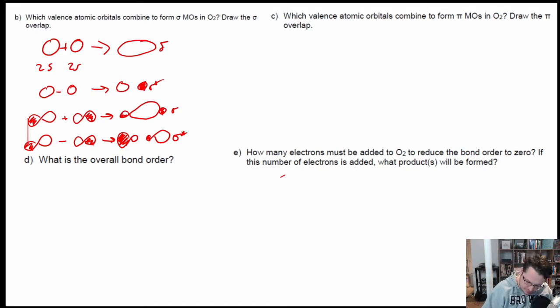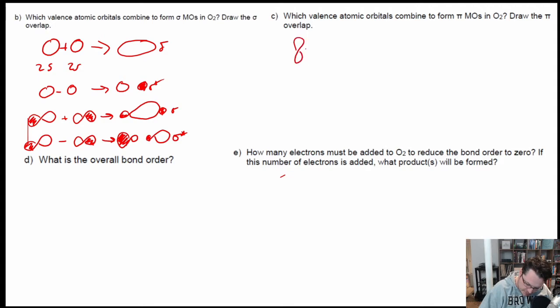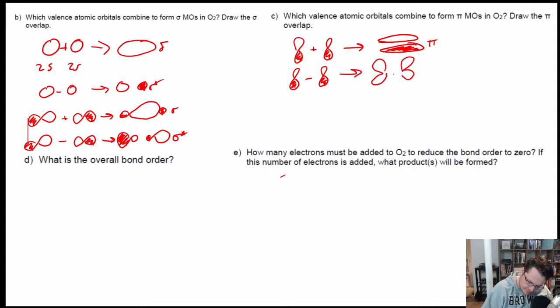And then for the pi's, what you have is the px scenario, where you have the px plus the px in this case, and so that makes the hamburger bun. But then you can also have the scenario where they're subtracting from each other, and that's where you get the weird dumbbell situation. Same thing when these are the PXs, this is the PZ.